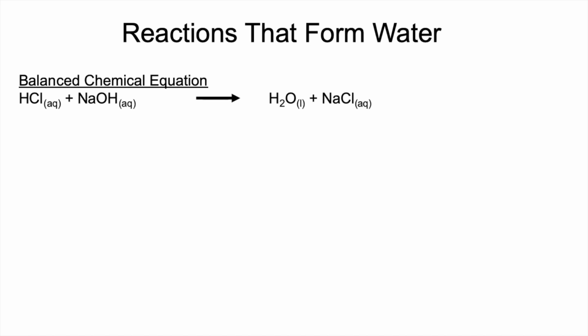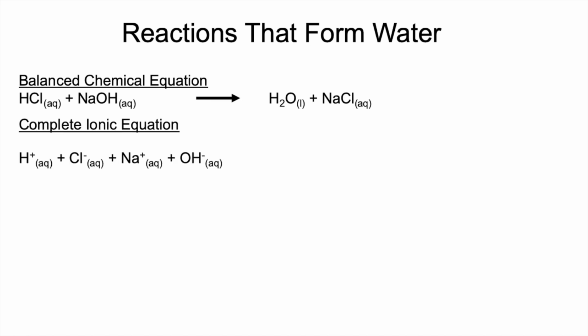Now let's look at an example of a reaction that will form water. So the balanced chemical equation is aqueous hydrochloric acid reacting with aqueous sodium hydroxide, and the products are liquid water and aqueous sodium chloride. So the first thing we're going to do is we're going to write the complete ionic equation, separating the ions of everything that's aqueous. Anything that's not aqueous does not get separated.